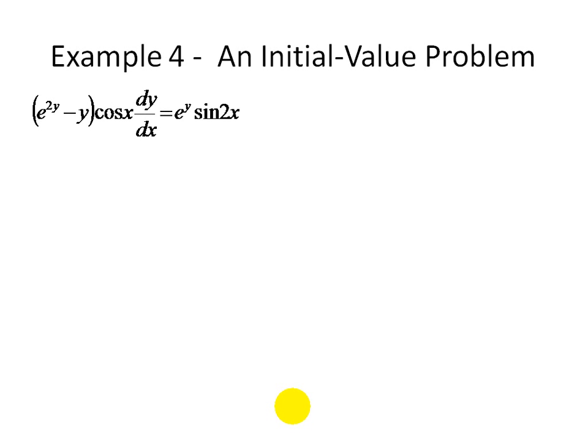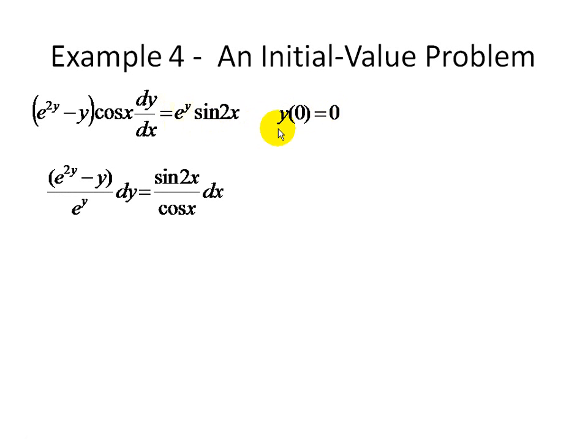So let's say we're given this expression: e to the 2y minus y, take that quantity, multiply it by cosine x, and then multiply it by dy/dx, is equal to e to the y sine of 2x. We have an initial value, y(0) equals 0. That's our initial condition, or initial value.